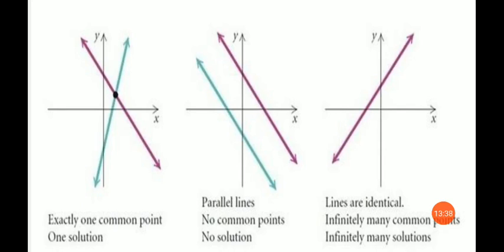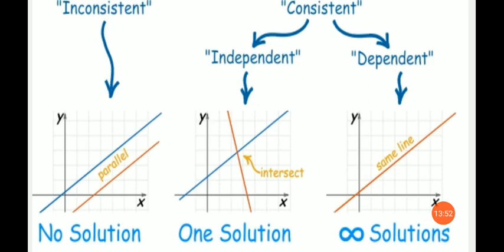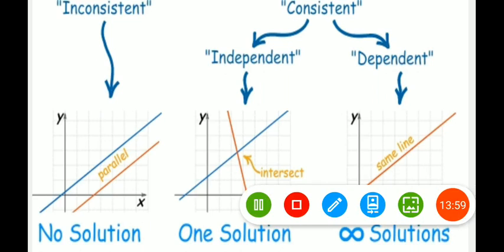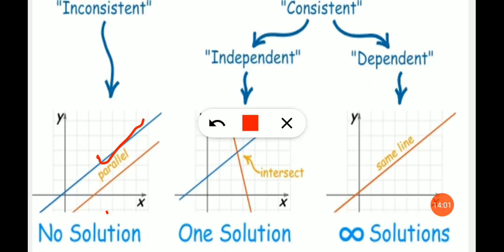Now, can we say what kind of lines we will get by seeing just the question, or just by looking at the equation? Can we say whether the pair is consistent or inconsistent? Already we have discussed that when lines are parallel, there is no solution; intersecting, one solution; and when the same line, infinitely many solutions.